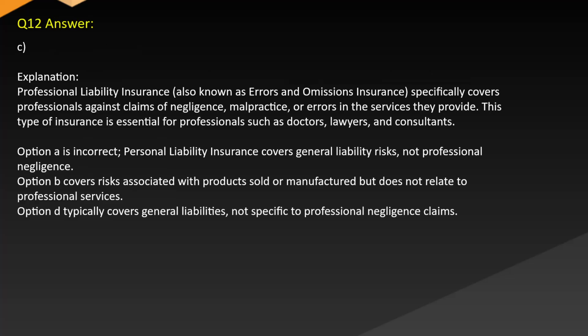Answer. C. Explanation. Professional liability insurance, also known as errors and omissions insurance, specifically covers professionals against claims of negligence, malpractice, or errors in the services they provide. This type of insurance is essential for professionals such as doctors, lawyers, and consultants. Option A is incorrect. Personal liability insurance covers general liability risks, not professional negligence. Option B covers risks associated with products sold or manufactured but does not relate to professional services. Option D typically covers general liabilities, not specific to professional negligence claims.